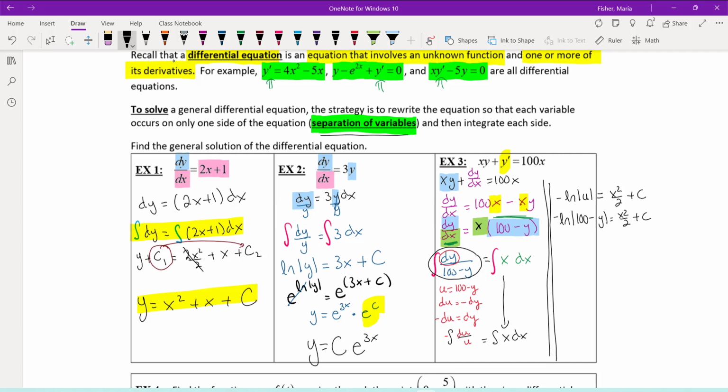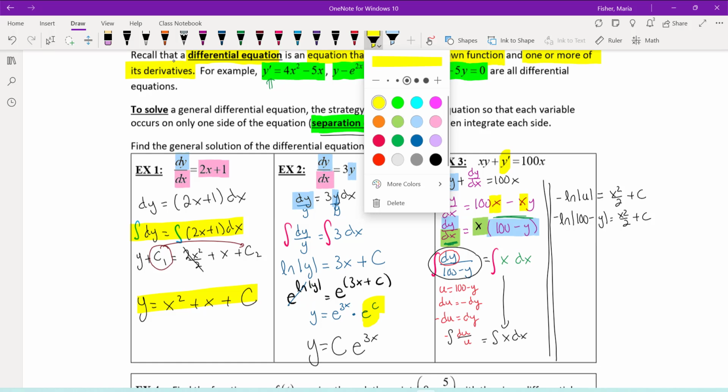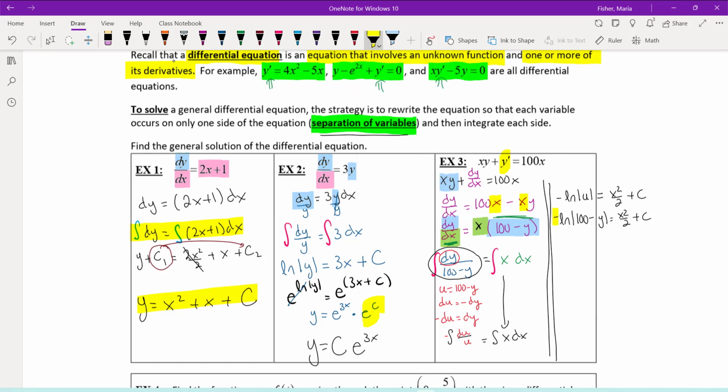Now I want to solve for y. Well, there's that negative in front of the natural log, so the first thing we really want to do is multiply both sides by a negative to get rid of it. That leaves us with the natural log of the absolute value of 100 minus y over here on the left hand side, and then this becomes negative x squared over 2 still plus c, because when you multiply c by negative 1, it's still just a constant of integration. That negative 1 gets absorbed right into c, and we just still say plus c.